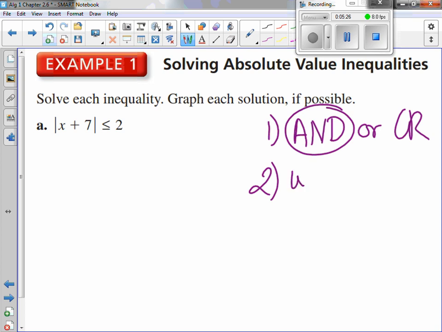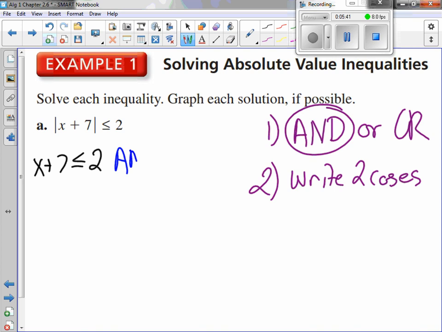Now we need to write the two cases. So our first case is just dropping it. We'd have x plus 7 is less than or equal to 2. And for the second, with x plus 7, we have to flip the sign and change the number. We have to flip the sign and change the number with our two cases.